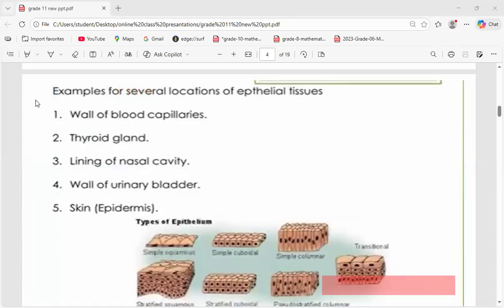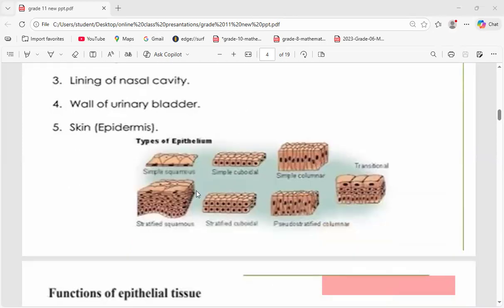Right. Examples for several locations of epithelial tissue. These are the places of epithelial tissue: wall of blood capillaries, thyroid gland, lining of nasal cavity, wall of urinary bladder, skin. In all of these, epithelial tissue is present. Here, these are the several types of epithelial tissue.